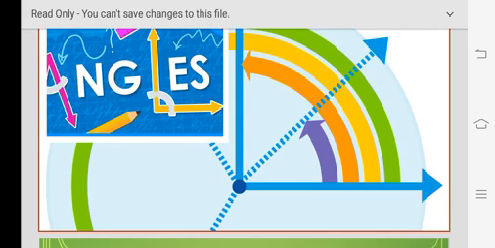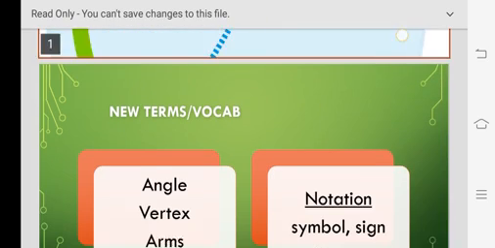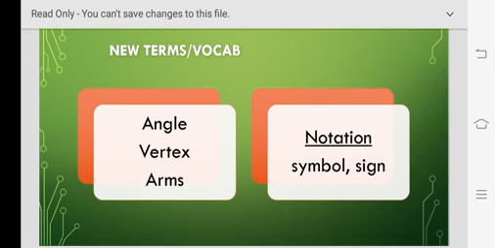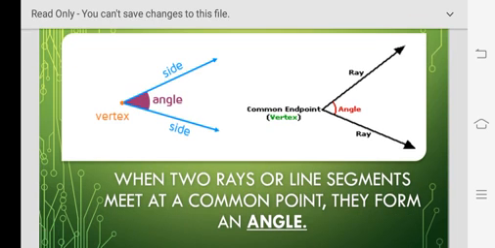You must have seen angles around yourself, but you are not aware of that. That's why you have not noticed. In this, we will learn new terms: angle, vertex, arms. What is an angle? When two rays or line segments meet at a common point, they form an angle. When you open your two adjacent fingers, the distance between them is called an angle.